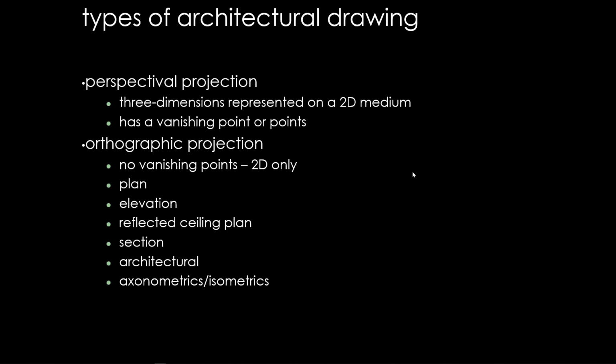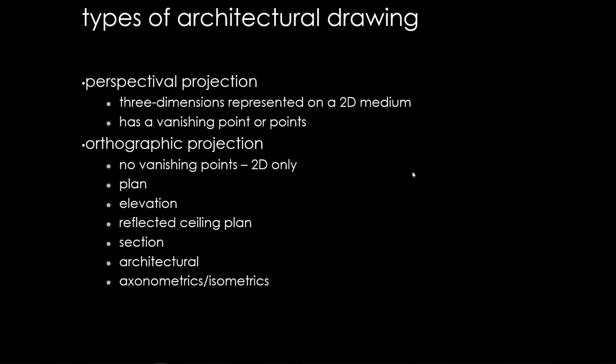Perspectival projection is the one that looks a lot like reality. It's a 3D representation of the architectural project at hand or an existing one. These have vanishing points. That's the big difference. If you've heard of a 1 point or a 2 point, that's what they're talking about. Those points are vanishing points.